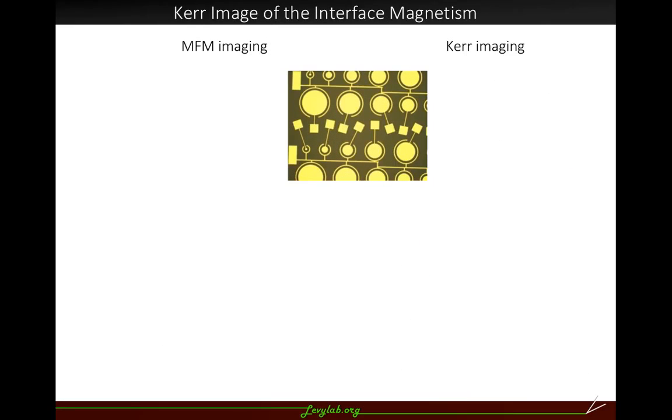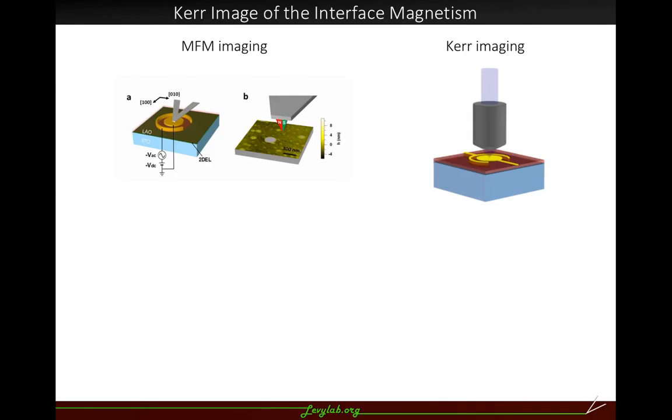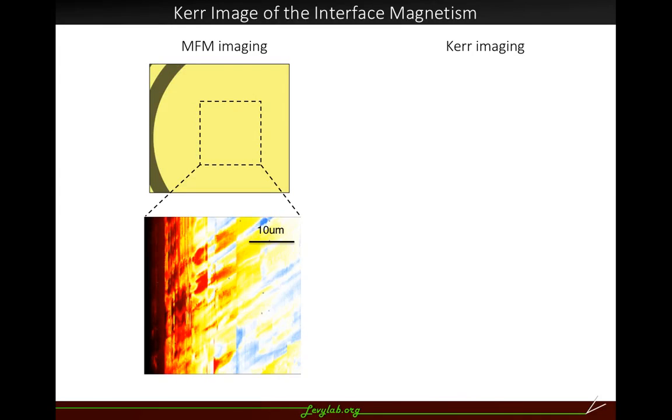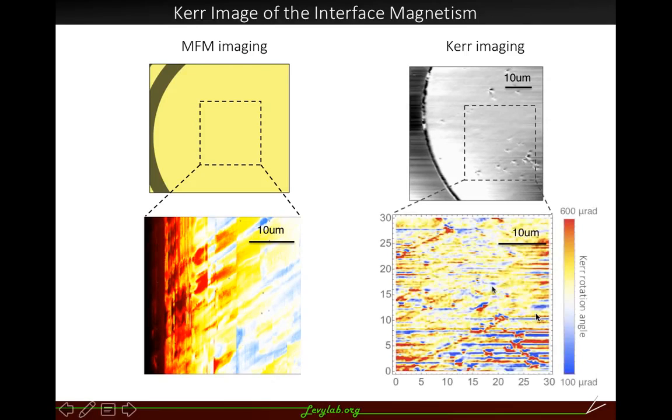And this is how our sample looks. We're going to compare the images from the MFM and Kerr. This is an optical image, and we see those strips of ferromagnetism from the MFM scanning. And in the Kerr image, we see something similar. Those strips are in the same direction, and the range of the data is about 600 microradians.